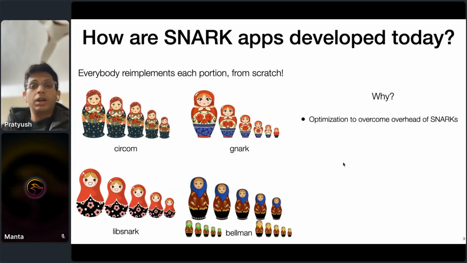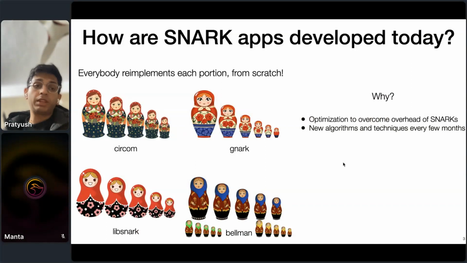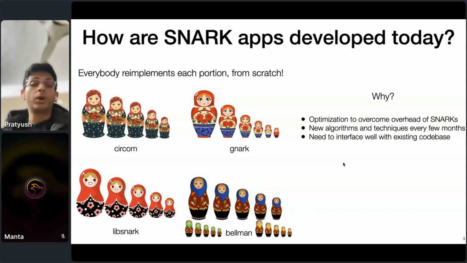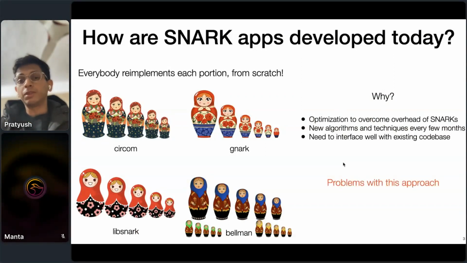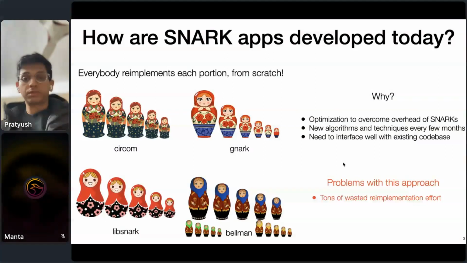And so why does this happen? Well, each library might have its own set of optimizations, which are known to the authors of that library, right? Furthermore, there's new techniques and algorithms every few months. So you might find it easier to just implement this optimization in your own library versus trying to upstream it in somebody else's library. And it also needs to interface well with the language that the rest of your code base is using, okay? These are all good reasons, but they also come with certain problems.